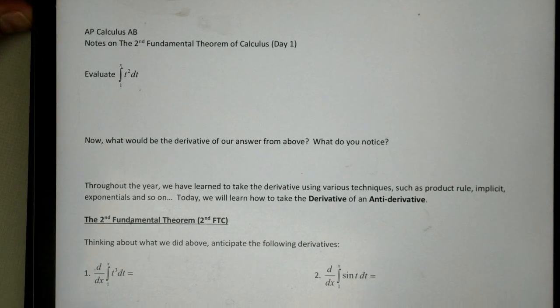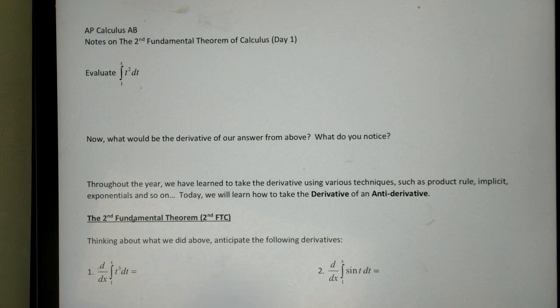Hello, welcome back. Today we're going to be taking a look at a very important formula for us, what we call the second fundamental theorem of calculus. Now we're going to be spending a lot of time with this one, so get cozy.